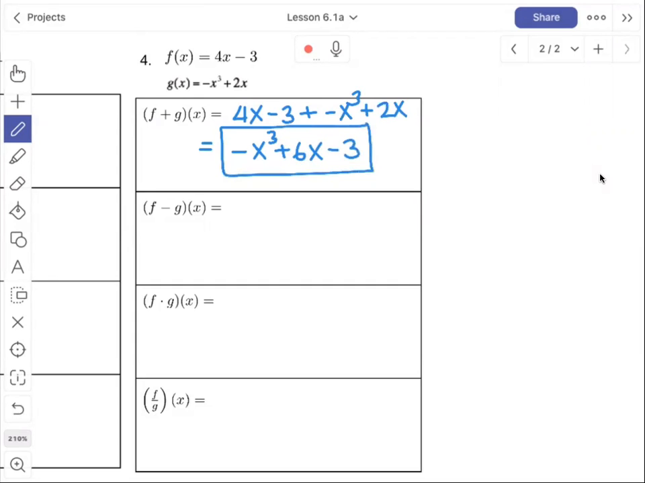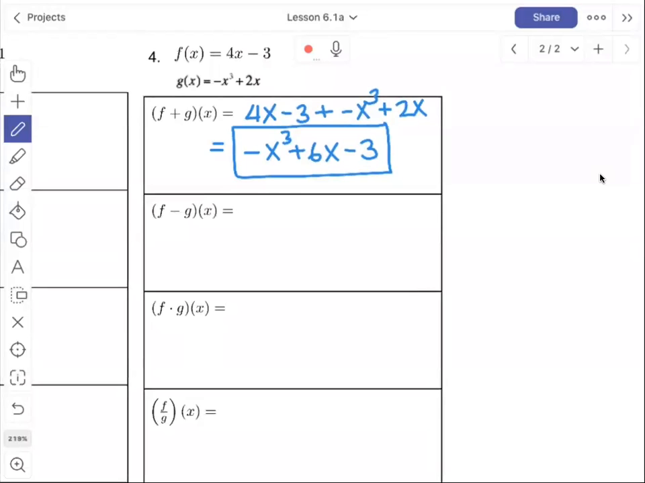All right, let's go on to subtraction. And Mateo, show me how you do it. 4x minus 3 minus parentheses negative x squared plus 2x. Good. Oh, x cubed. Sorry, right. That's a little hard to see. Yeah, so that's a 3 up there. My bad. But good parentheses. Thank you for putting those parentheses. Okay, simplify that, Mateo. What do we get?